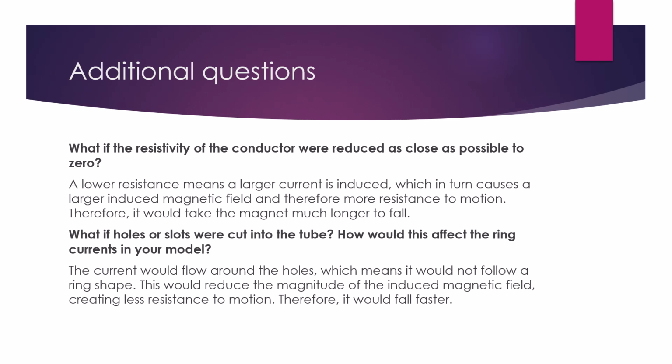The second question asks what if holes or slots were cut into the tube and how this would affect the ring currents in my model. In this case, it would fall faster because the current would flow around the holes, which means it would not follow a ring shape, which would reduce the magnitude of the induced magnetic field, creating less resistance to motion.